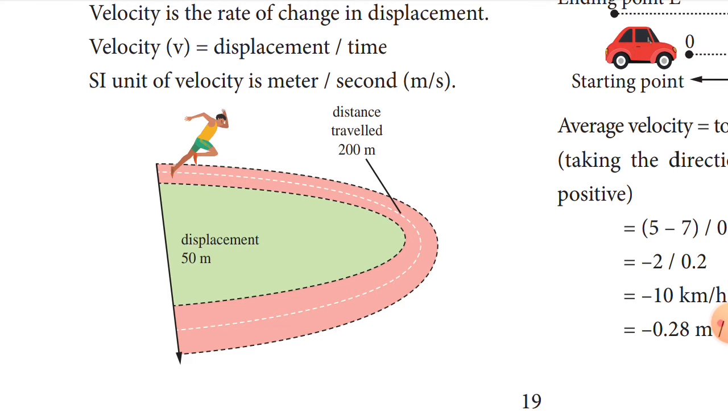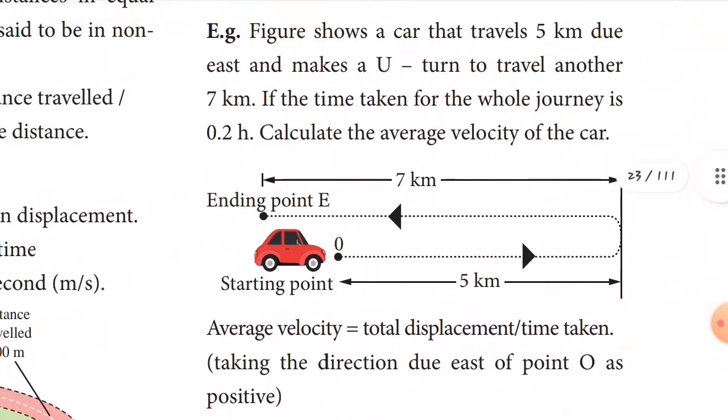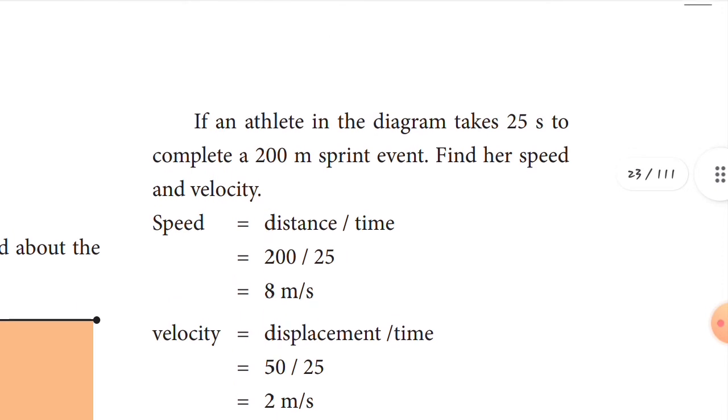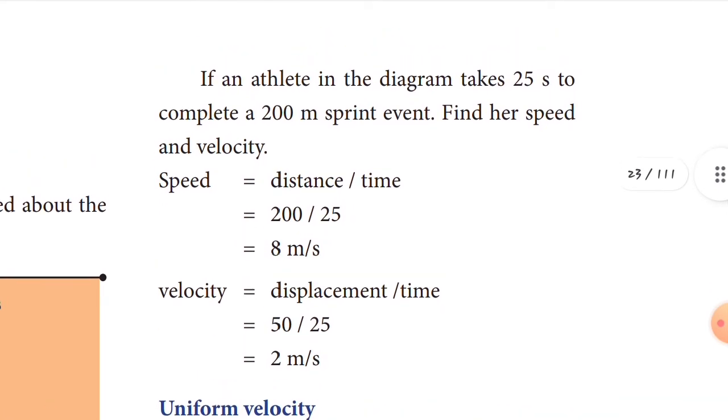This is clear to you, children? Yes, very good. Now, the velocity, we have to classify some small problem, children. See here, if the athlete in the diagram takes 25 seconds to complete a 200-meter sprint event, find her speed and velocity.